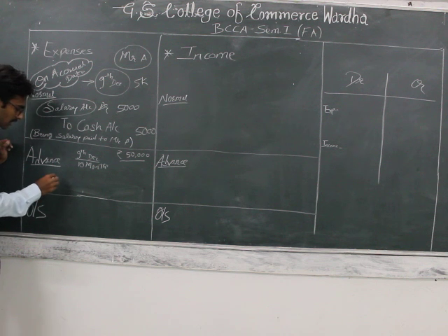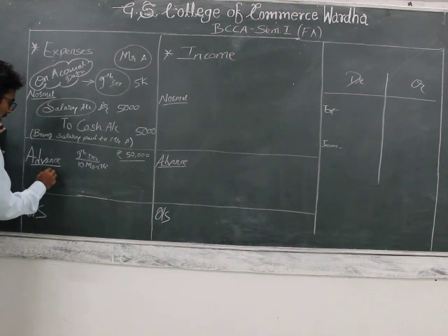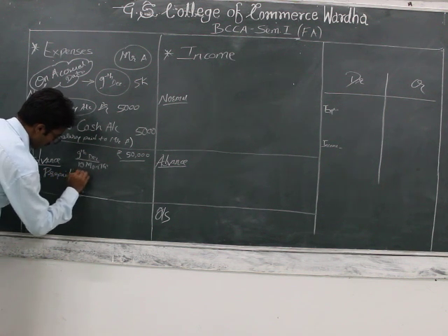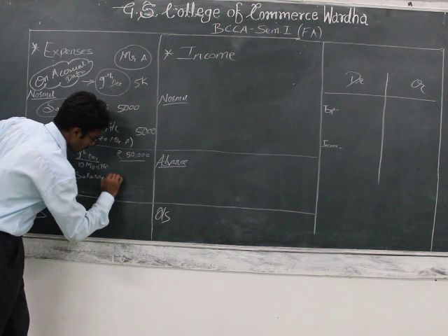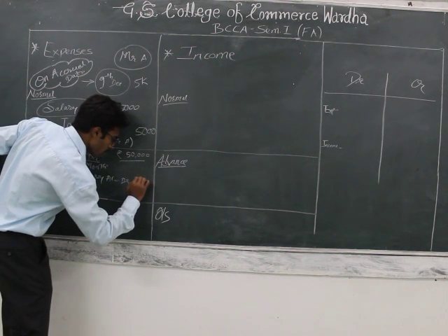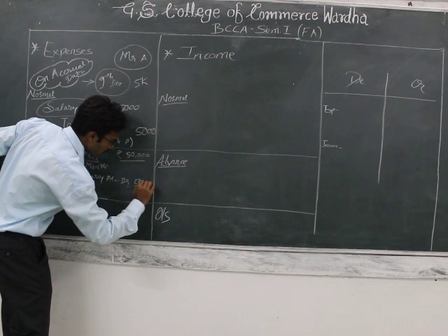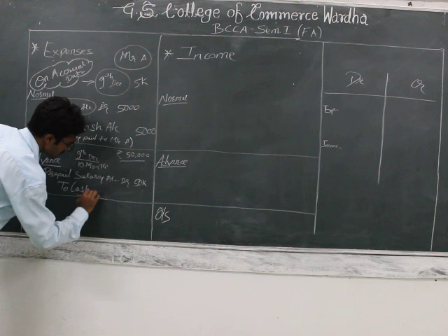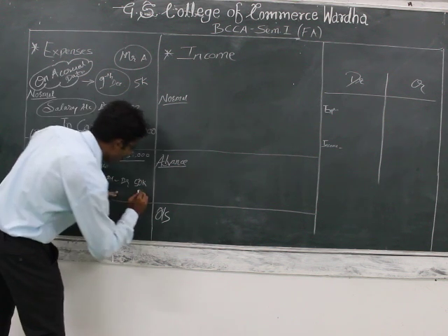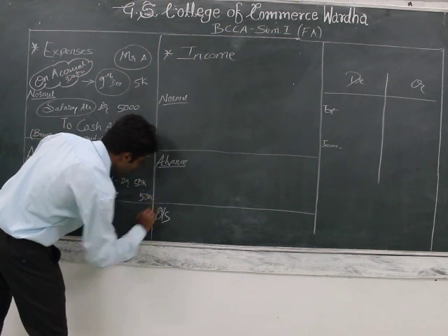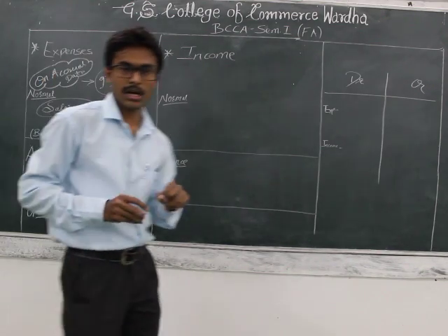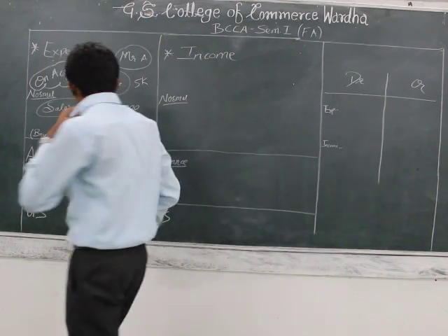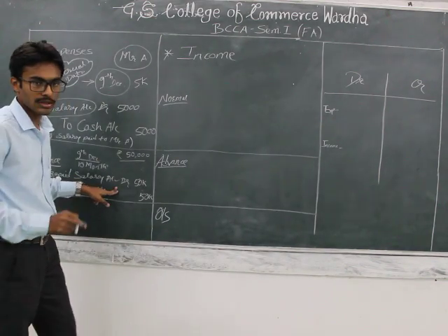What will be the debited account? The debited account will be prepaid salary account, debited with 50,000, to cash. Why cash? Because cash is going out. If you have any doubt with this entry, you can listen to this again. And if you have any doubt regarding this, you can send me a message to know more about this entry.